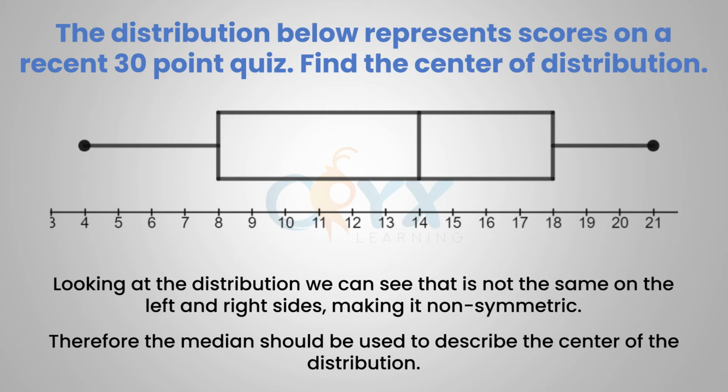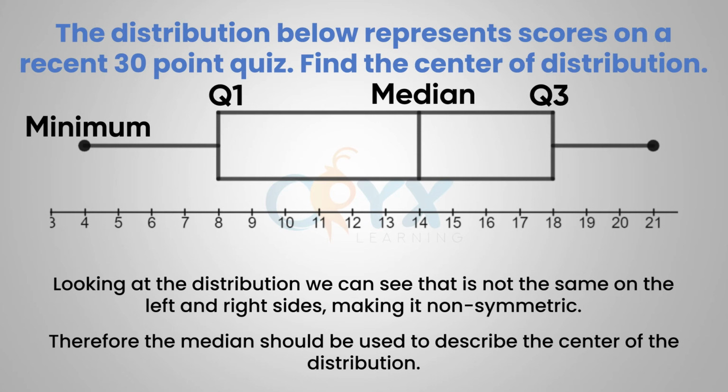In a box plot, the 5 values represented are the minimum, the Q1 or the first quartile, the median, the Q3 or the third quartile, and the maximum. So in this case, trying to represent the center, we need the median, and the median is 14. So the center of the distribution is 14.